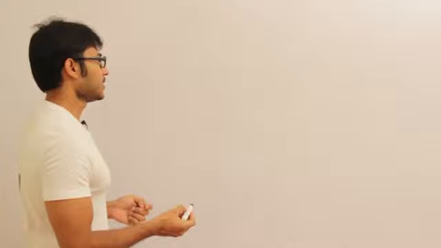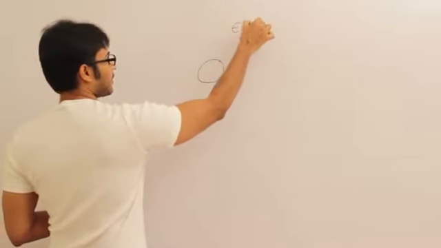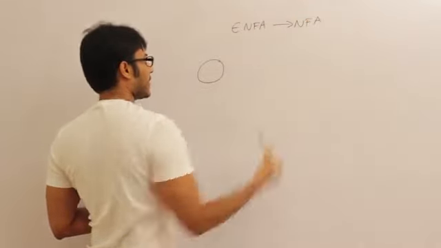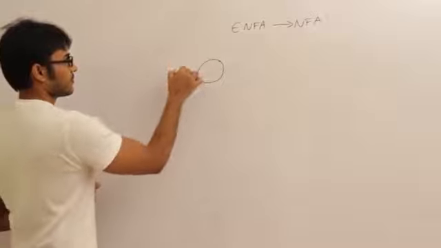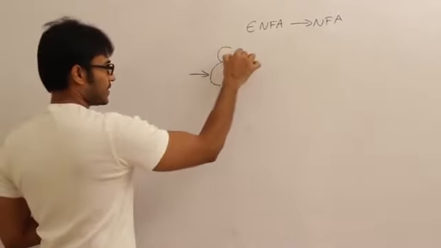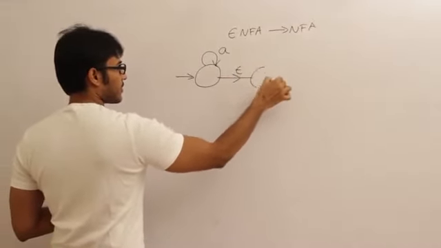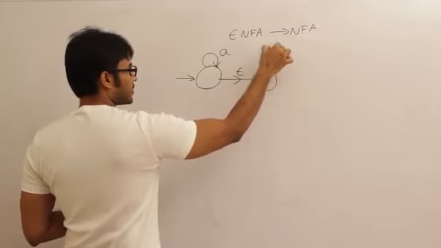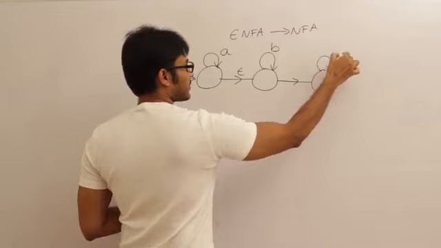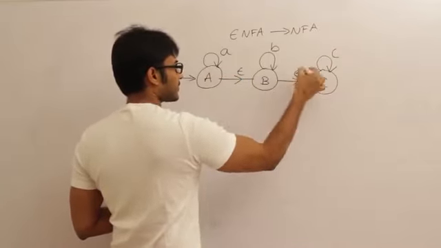Let's start with an example. Again, same, we want to convert epsilon NFA to NFA. Okay, so let's start with this. Now let us say the language is a star, b star, c star, with states capital A, capital B, capital C.